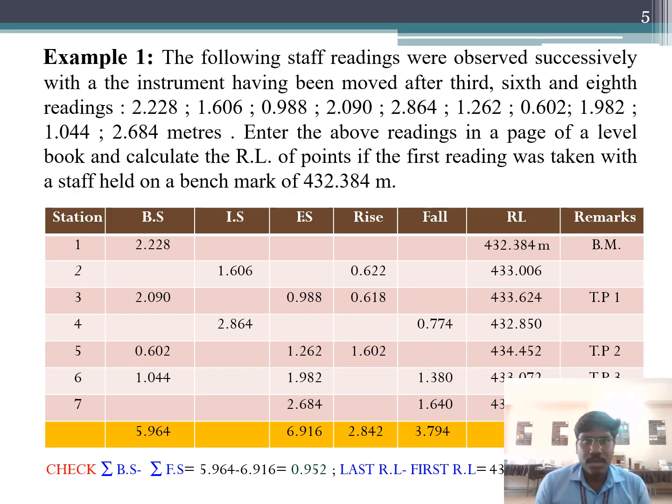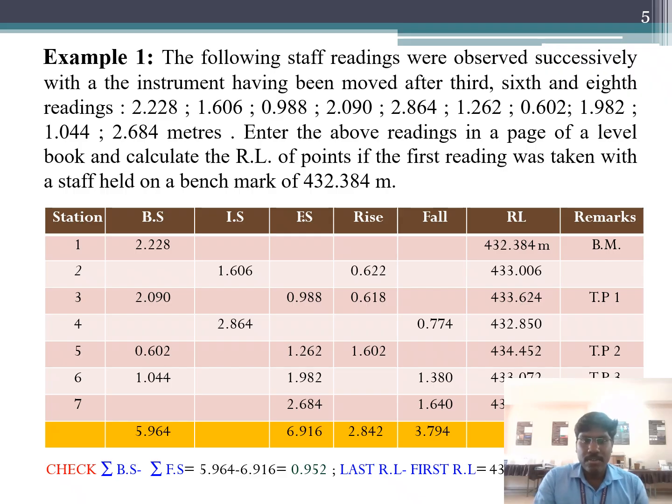We will see an example based on the rise and fall method and also the height of instrumentation method. The first example: the following staff readings were observed successively with the instrument having been moved after the third and sixth reading. The readings are 2.228, 1.606, 0.988, 2.090, 2.864, 1.262, 0.602, 1.982, 1.044, and 2.684 meters. Enter the above readings in a page of your level book and calculate the RL of points, if the first reading was taken with a staff held on a benchmark of 432.384.